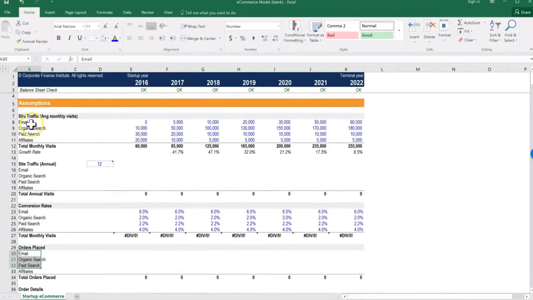So let's start at the top here with site traffic as measured in average monthly visits. This is a startup, a brand new business, so there is no email database to begin with. We're going to have to jumpstart this business with a paid search campaign with Google or Bing or other search engines, and pay for some affiliate traffic through other websites.